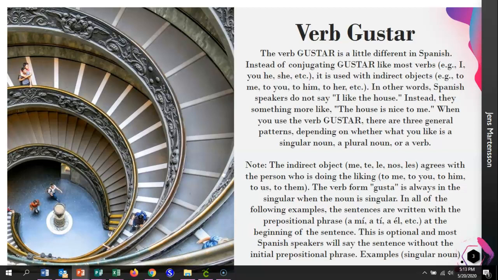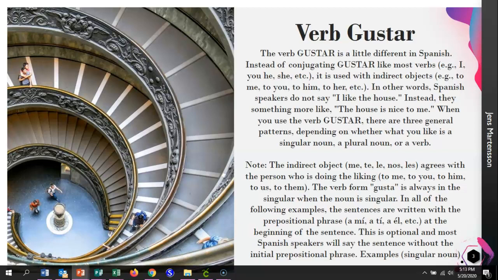When you use the verb gustar, which means to like, there are 3 general patterns depending on whether what you like is a singular noun, a plural noun, or a verb. Once again, when you use the verb gustar, there are 3 general patterns depending on whether what you like is singular, plural, or a verb.